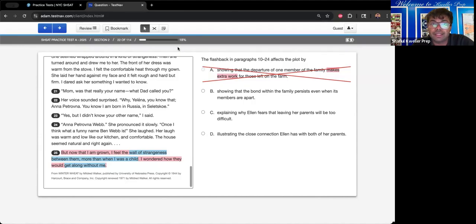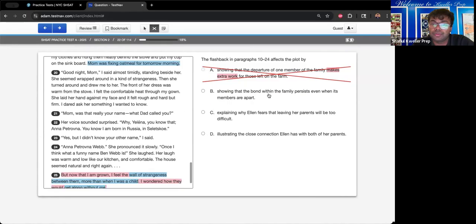First, initially, we see that she had the bond with her dad and she felt empty, and here it shows her bond with her mom. So we can rule that out. Explaining why she fears that leaving her parents will be too difficult. So this could be an idea that she has, but this is not shown through the flashback. There's nowhere in the flashback where she says that she fears that leaving her parents will be too difficult. She can think this, but she doesn't say this. So we can rule this out.